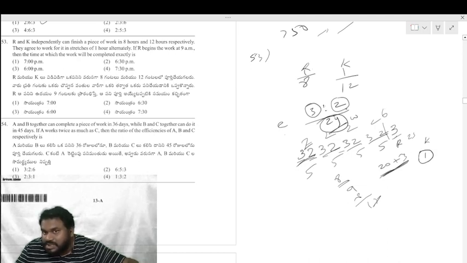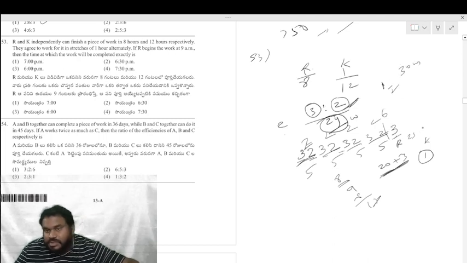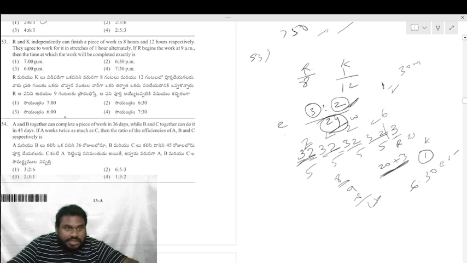But K's capacity is 2. In a day, he can finish 2 works. So to finish one work, he needs only half a day. No, in an hour, he finishes 2 works. So in half an hour, 30 minutes, he finishes one work. So it means that by 6:30 evening, he will finish the work.